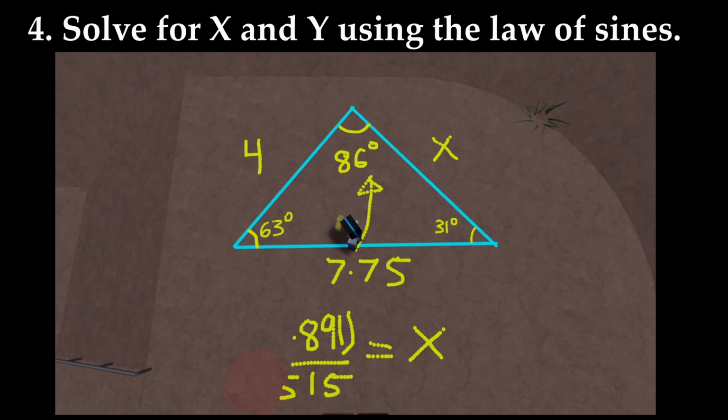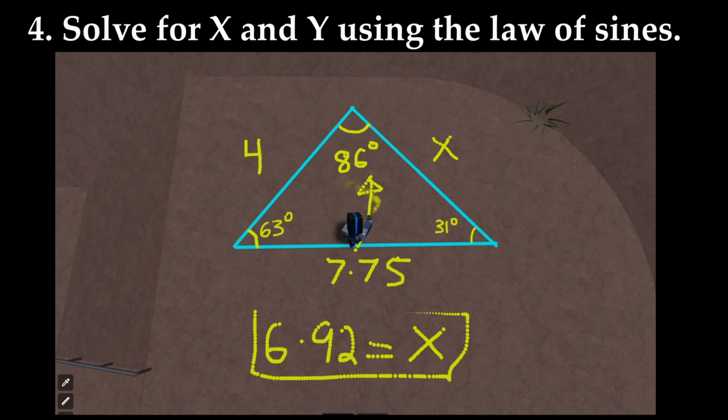If you do all that math on a calculator, you should get that x is equal to 6.92. So that is our answer for x. And now I can raise the x up here and replace it with 6.92. And just like that, we have solved for x and y in this triangle.